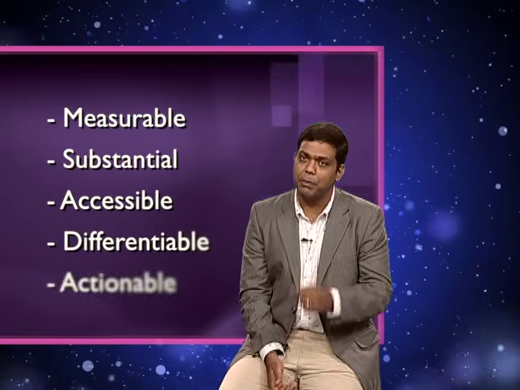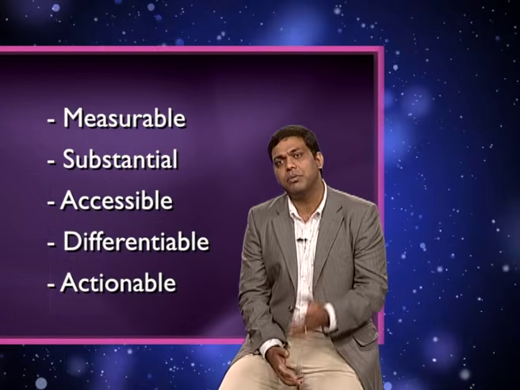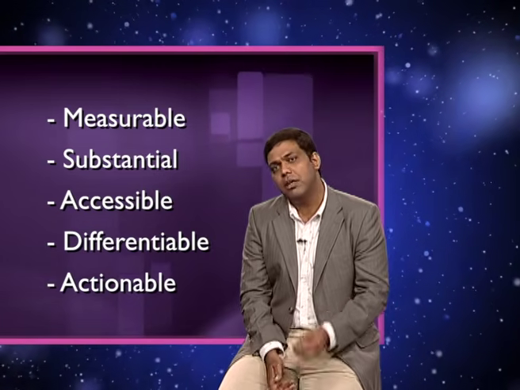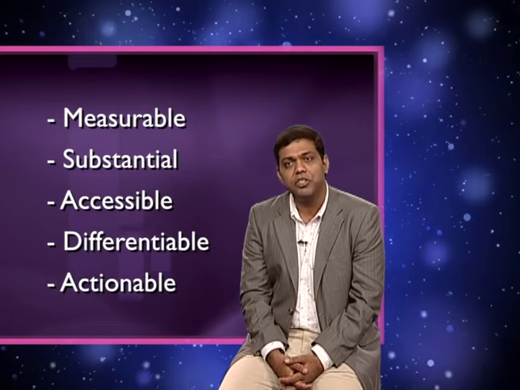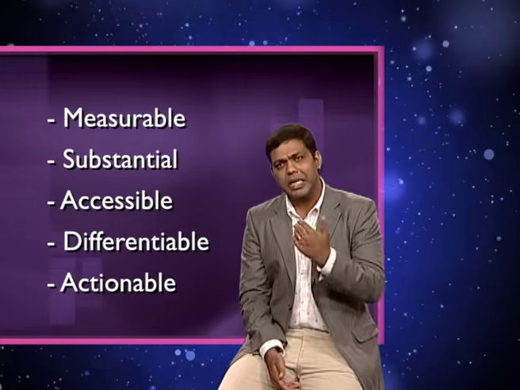The first of these things is that the segment should be measurable. The second is where it should be substantial. The third is where it should be accessible. The fourth is where it should be differentiable, and the last is where it should be actionable. Now I will talk about each of these different things. Now think about the case where the entire heterogeneous market was divided into smaller homogeneous groups, which we call segments.